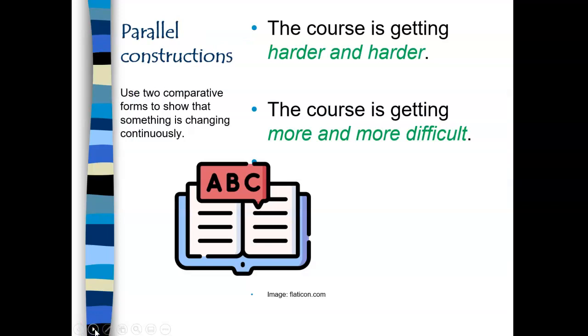We can also look at parallel constructions. That's when we use two comparative forms to show that something is changing continuously. So we could say the course is getting harder and harder. So I repeat the same adjective, the same comparative form. The course is getting more and more difficult. Even though the sentences mean the same thing, I just wanted to show you that because difficult has three syllables, I would say more and more difficult.